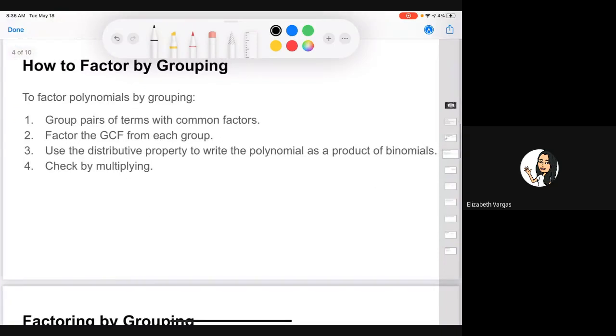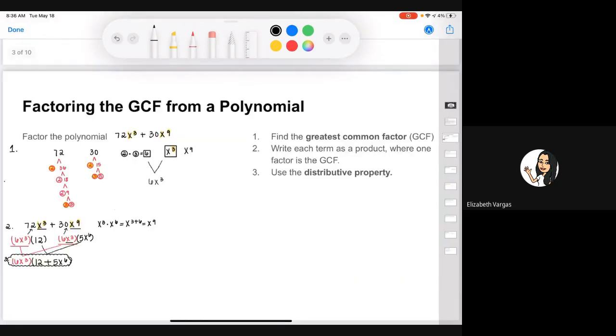So again, these are the steps. Here's a more outlined set of steps, but it's basically the same thing. We group pairs that have common factors. We factor out the greatest common factor for each group. We use the distributive property to write the polynomial as a product of binomials, and then check it by multiplying. So basically, we're conducting the same steps. However, in this one, we're going to see that those polynomials are going to have more terms. Here we only had 2 terms, right? 72x cubed plus 30x to the power of 9. Here we're going to work with more terms, but the only step we're going to add is we're just going to group them together.